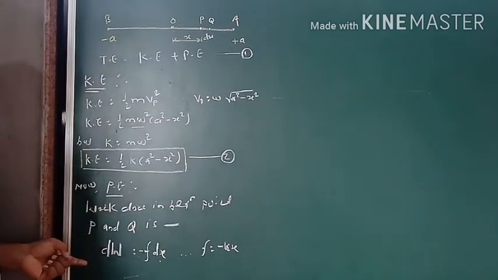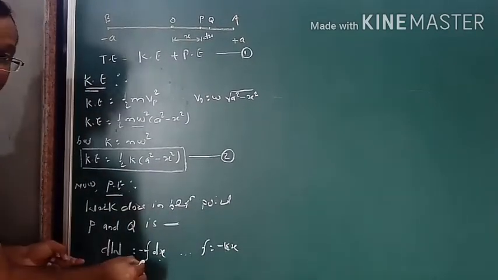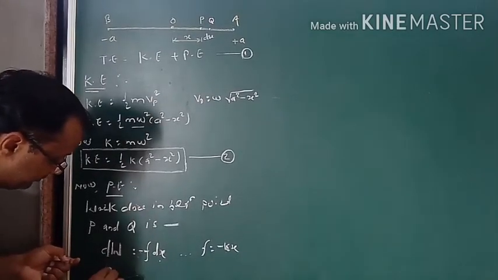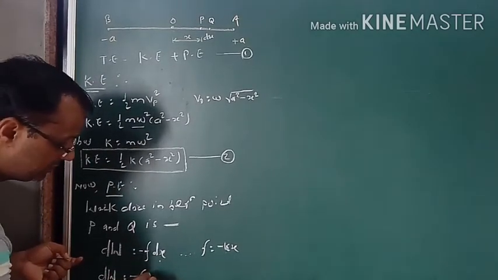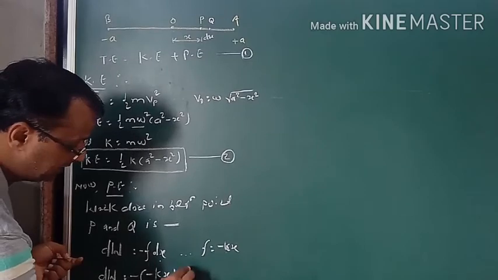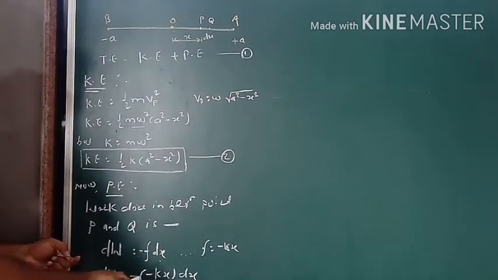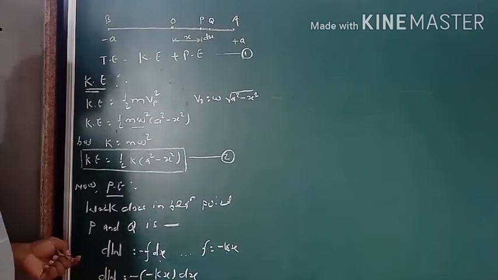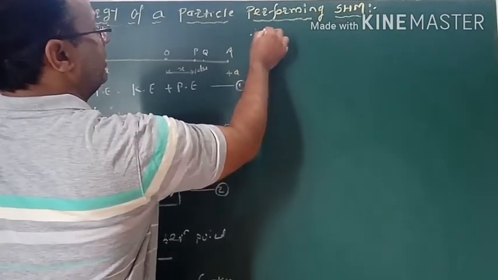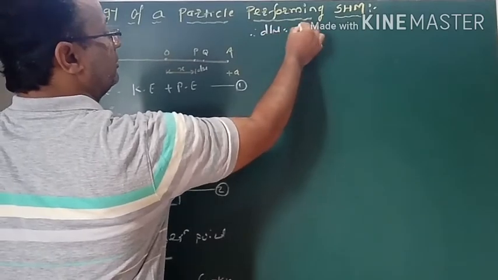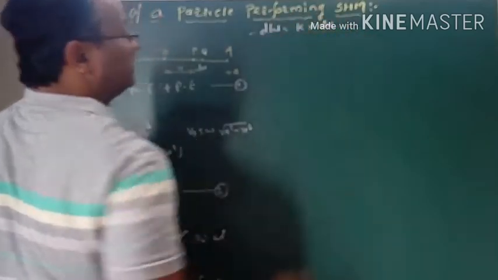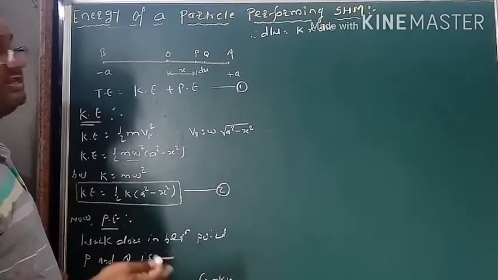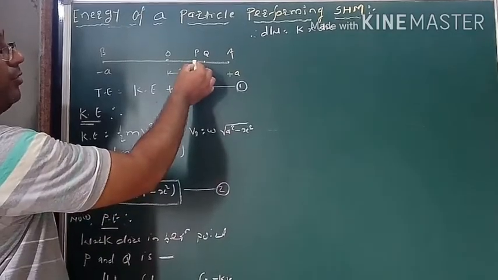Here K represents the force constant and x is the displacement. Now we want to substitute here. So dW is equal to minus, and again the value of force is minus K into x, and this dx is as it is. Minus minus gets a plus, right? Therefore dW is equal to K into x into dx. So this much amount of work is done to displace the particle from point P to point Q.